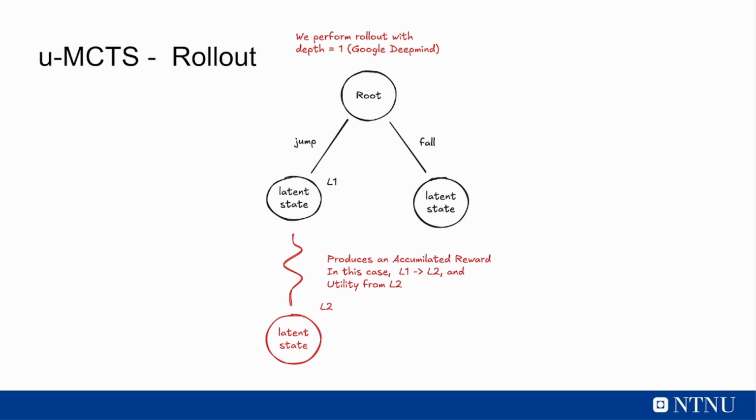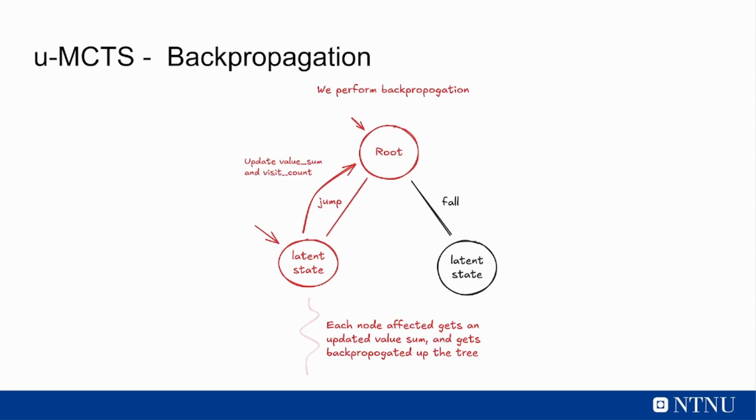The next is the rollout step. We perform a rollout on that latent state L1, and as Google DeepMind said, they only use one in depth. The rollout chooses the best action based on predicted policies and then produces an accumulated reward. This consists of the utility in the end latent state L2 and the reward from doing the best action to L2. The last step in Monte Carlo tree search is backpropagation. We backpropagate all the information we gathered and increment the visit count of all the nodes we traversed, just as shown in the image.